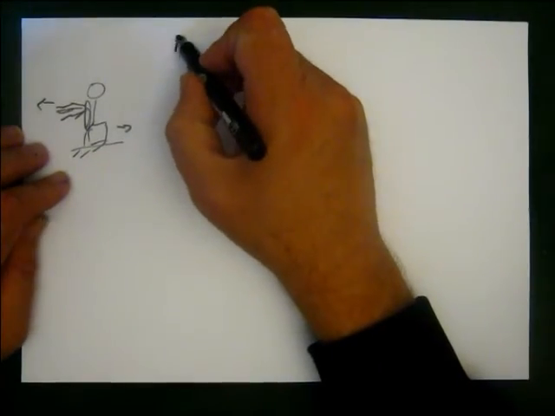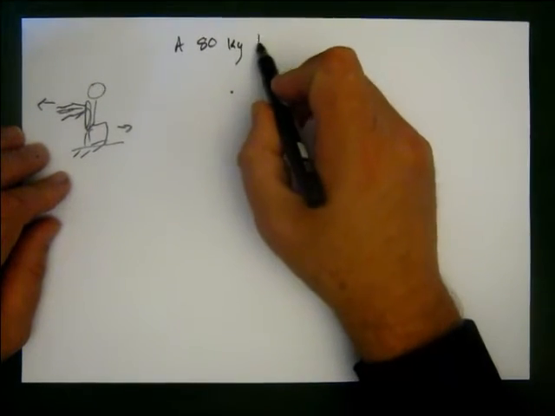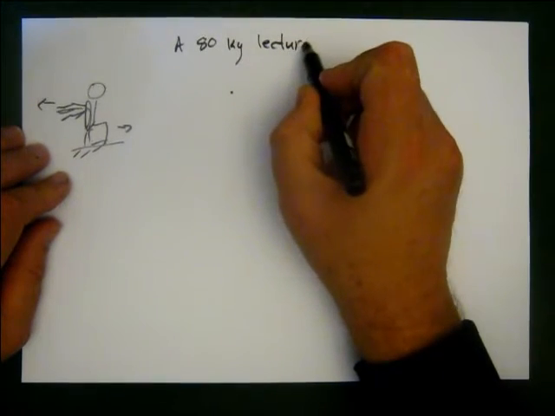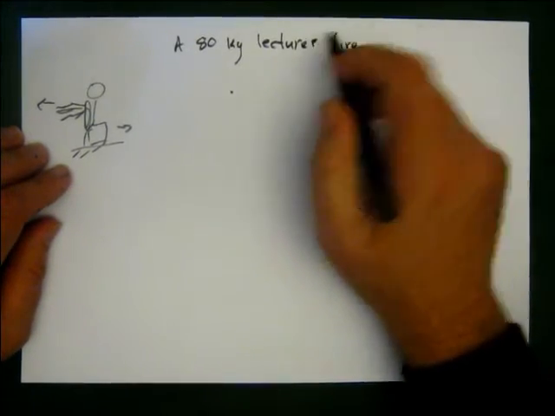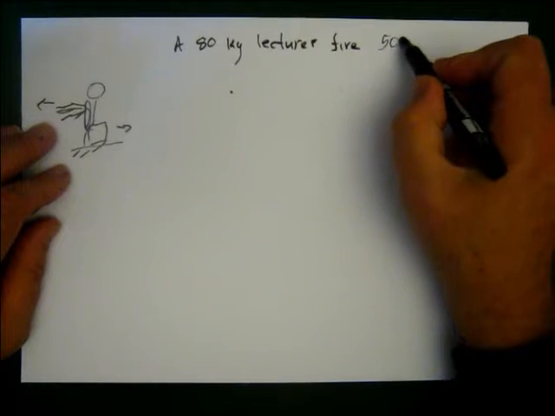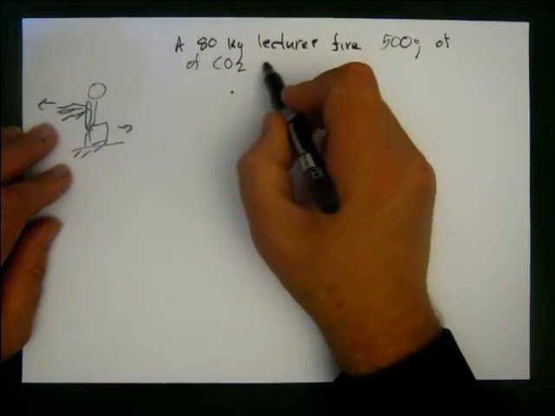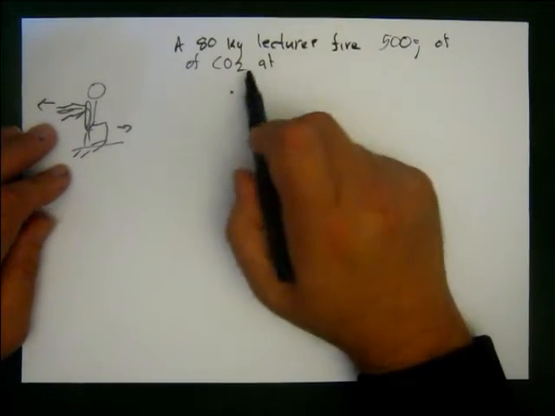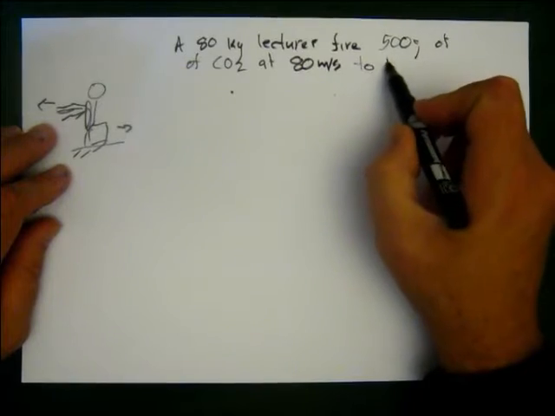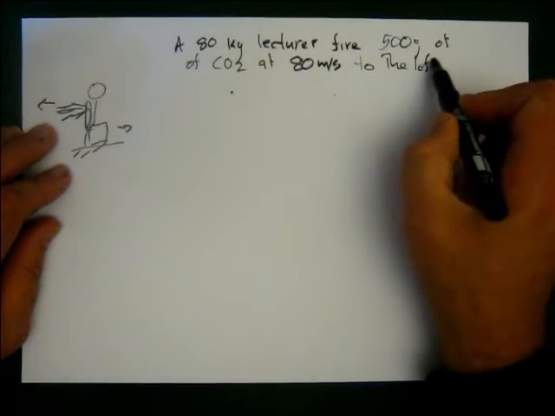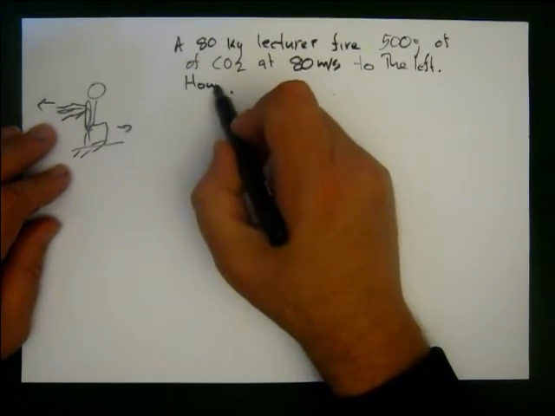So let's say an 80 kg lecturer uses a fire extinguisher and fires 500 grams of CO2 at 80 meters per second to the left. How fast do they travel, assuming there's no friction in the system?